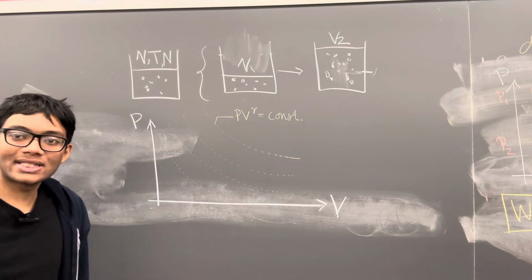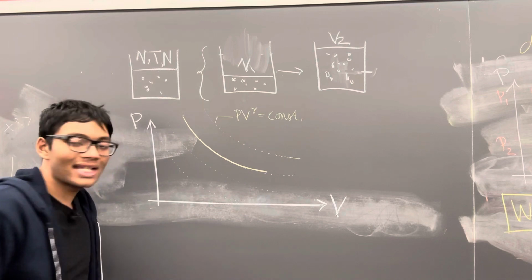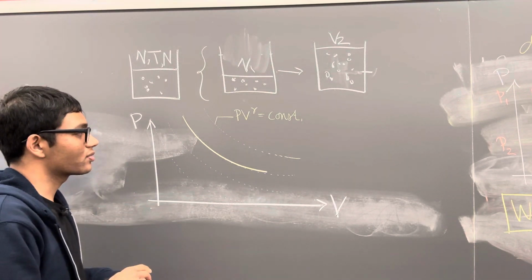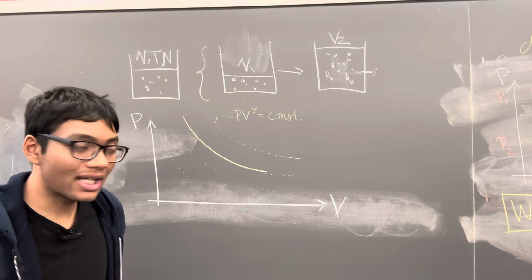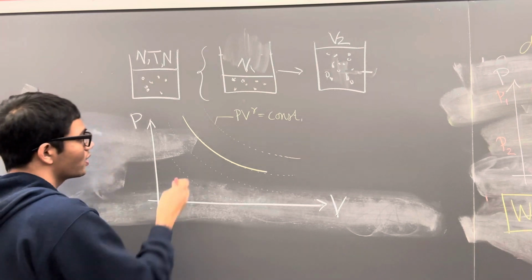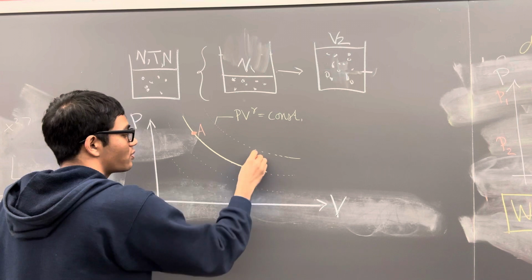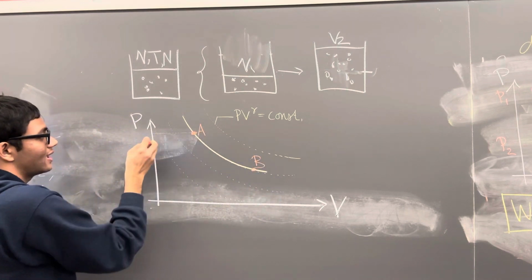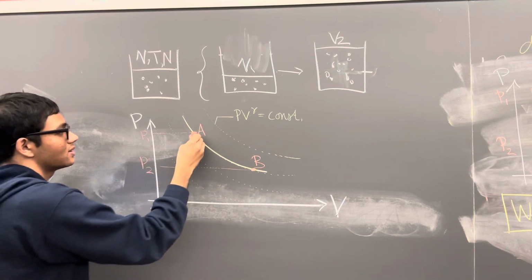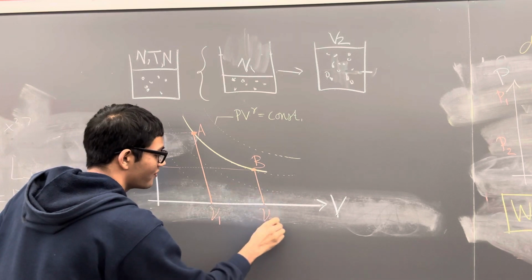So let me choose one of these isothermal curves to represent the change in state of our ideal gas. So if this isothermal curve represents the change in state of our ideal gas, then how can we use this to calculate the work done by our gas? Well, let's say our gas starts at this point A and ends at this point B, starting from an initial pressure P1, ending with a final pressure P2, starting with a volume V1, ending with a volume V2.